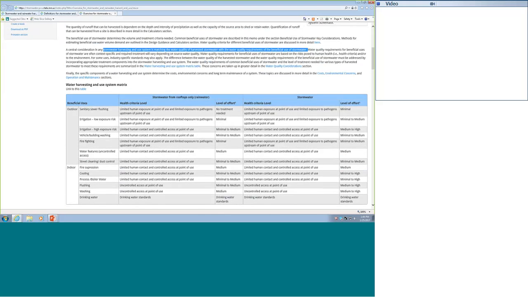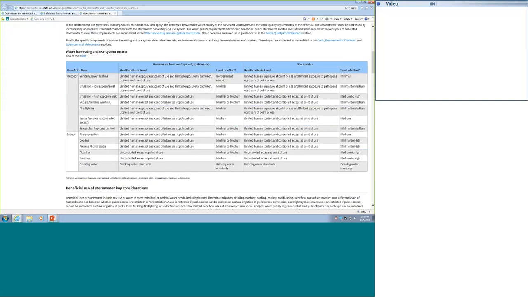So we've summarized this in this use system matrix. Here we go through the beneficial uses. We have our outdoor and indoor uses, so flushing, irrigation, fire suppression, cooling, and washing, as examples. And we talk about health criteria requirements, treatment needs, and the level of effort needed to get to that treatment, with your source water being rooftop or stormwater.